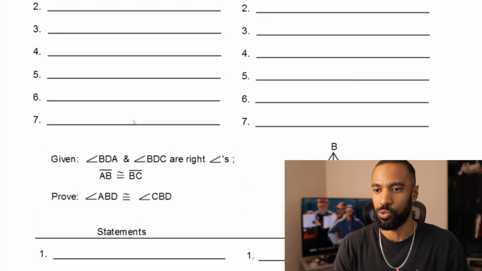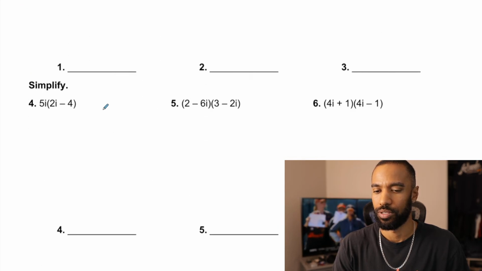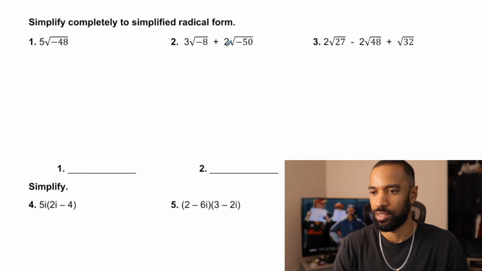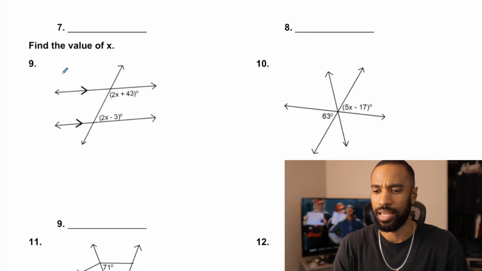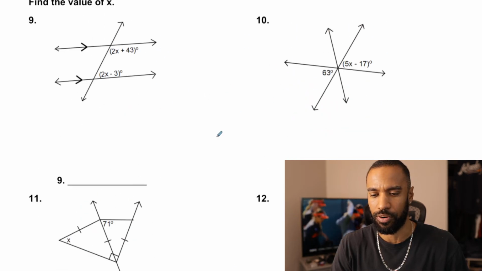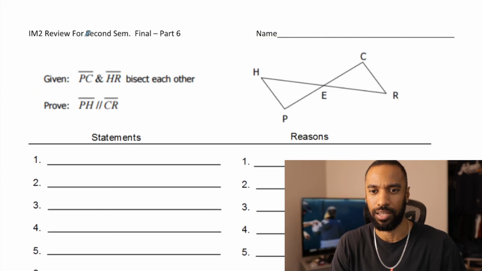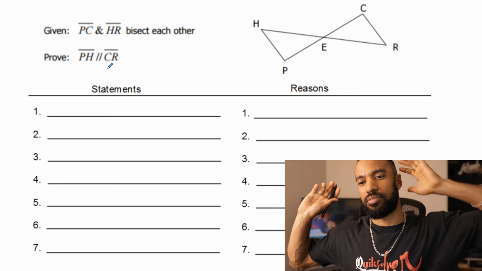What do we have? 2 triangle proofs, an algebra proof, simplifying some more radicals, which we've done, solve a couple quadratics, some same side interior, vertical, remote exterior, isosceles, vertical, complementary angle pair. Okay, I can probably get this done in less than a half hour. Just the proof sometimes takes some time.